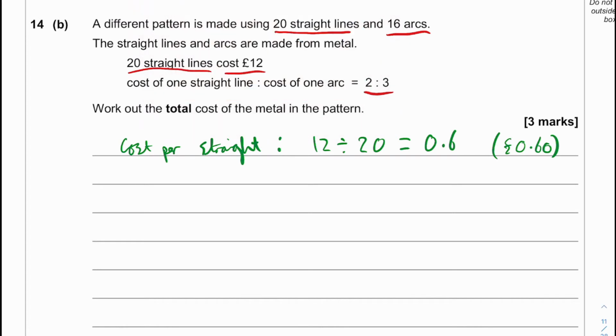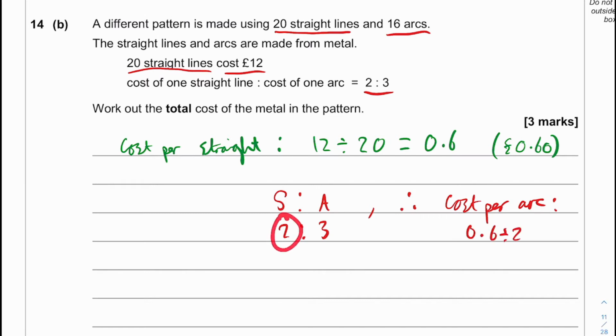Okay, so now what we need to do is work out the cost per arc, and we know that the ratio of straight to arc in terms of cost is 2 to 3, so we can say therefore cost per arc, and then what we've got is our 60p, and we're going to divide it by 2 to make this a 1. So if we divide by 2, it should actually be 0.6, so I'll do 0.6 divided by 2.